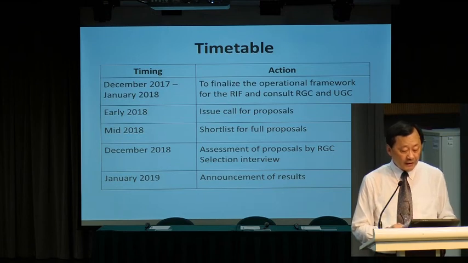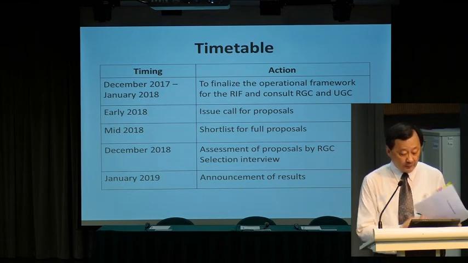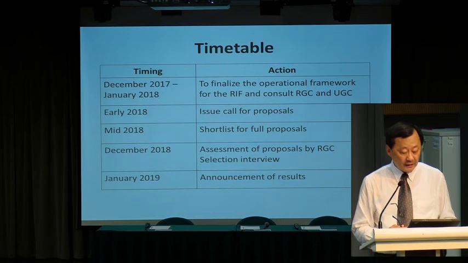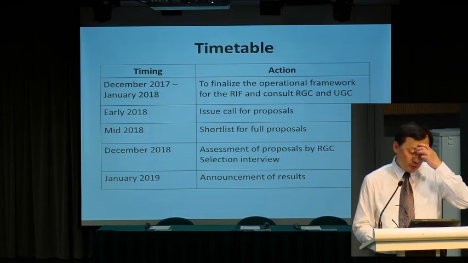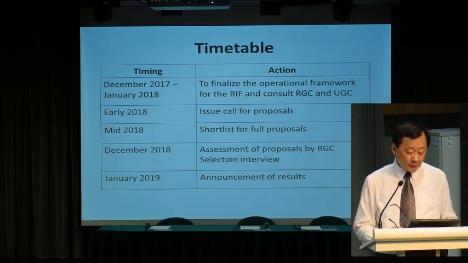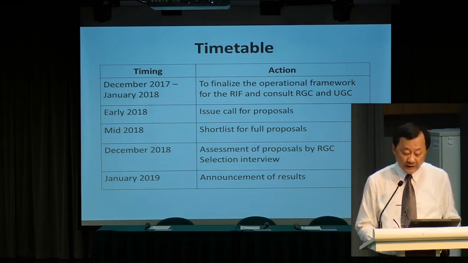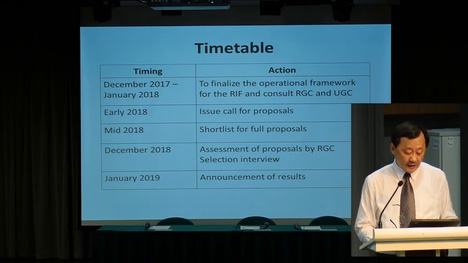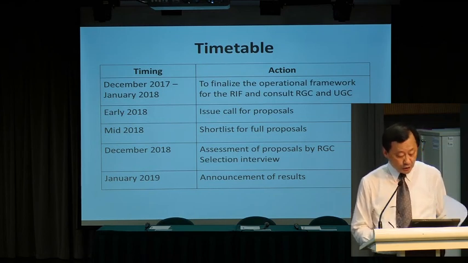In early 2018, there will be the call for proposals, and in mid-2018 the shortlist for full proposals. In December 2018, the assessment of proposals by the RGC through an interview process, the selection interview, and the announcement of results will be in January 2019.